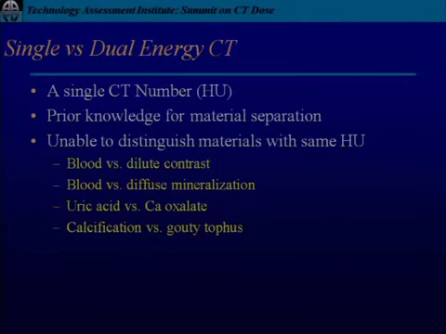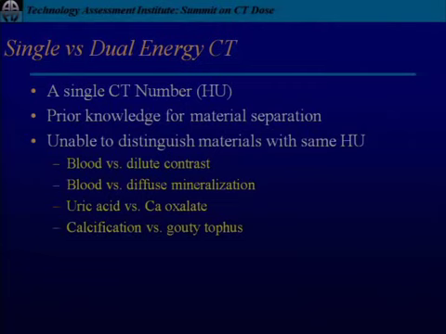There is blood versus diffuse mineralization. Many times you get this non-contrast head CT after trauma, and there is this hyperdensity, and the question is: is that a little bit of hemorrhage, or is there some diffuse mineralization within the brain parenchyma? Uric acid versus calcium oxalate, it doesn't happen typically in brain, but in renal stone and in gout applications you may have something like this.